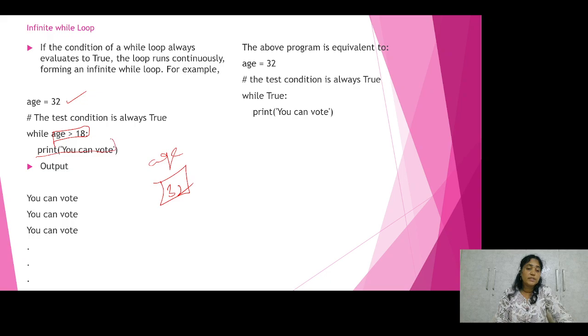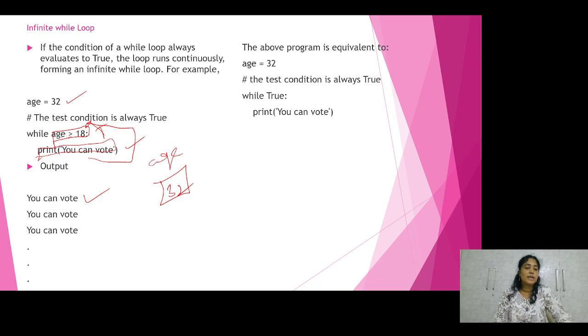This block will execute until this condition returns false. Okay, so is 32 greater than or equal to 18? True. If it is true, it will print you cannot. Now where will your control go? Again, your control will go to verify the condition. It will keep verifying until the given condition is false. Until this condition is false, your control will repeat here only. It will iterate here only.